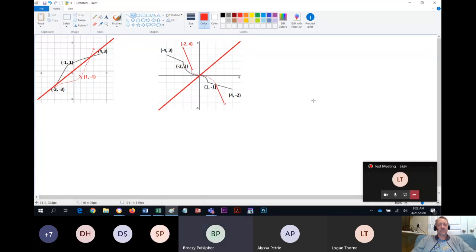So just to make sure, we use that horizontal line test when we're doing 1-to-1, and then we do the vertical line test when we're trying to determine if it's a function? That was correct. Okay.